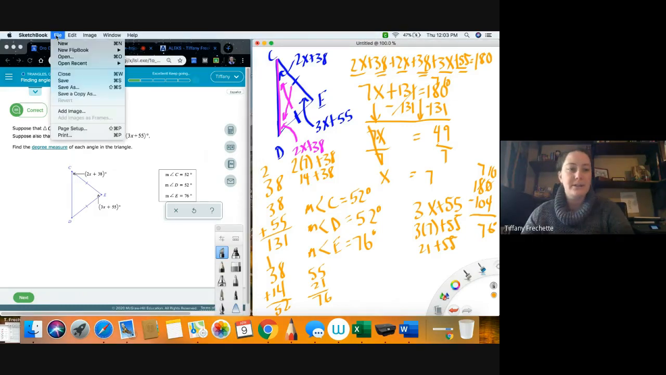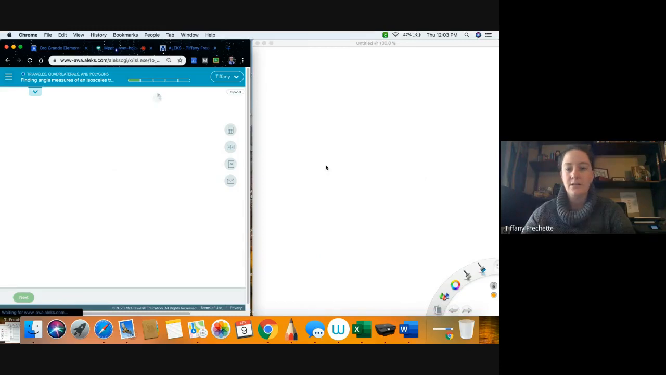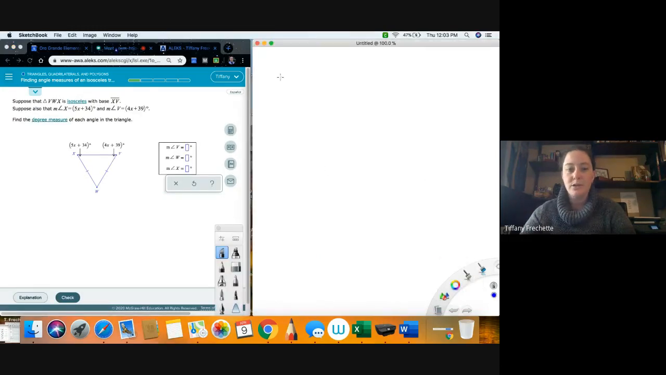Okay, I'm going to give myself a new page here instead of erasing. A little quicker there. All right, next. So I'm going to go back to blue to draw my triangle. For whatever reason, I like blue for my triangle. Whoops.